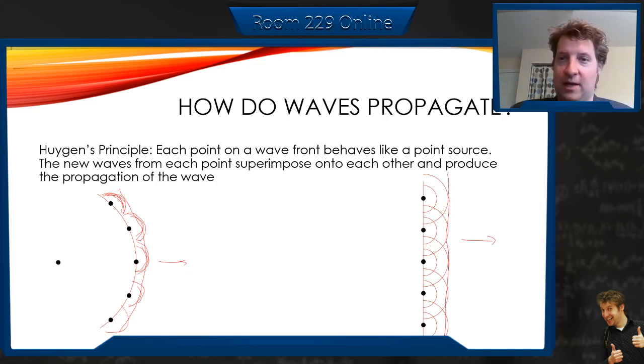Now I've only drawn 5 here, but really we're talking about an infinite number of these. They're all going to add up, and when they all superimpose onto each other, they're going to make a new wavefront, and that's going to travel. And then that wavefront is itself going to have its own point sources, and we're going to go from there. So that's how we understand waves to travel. Now this talks about superposition.